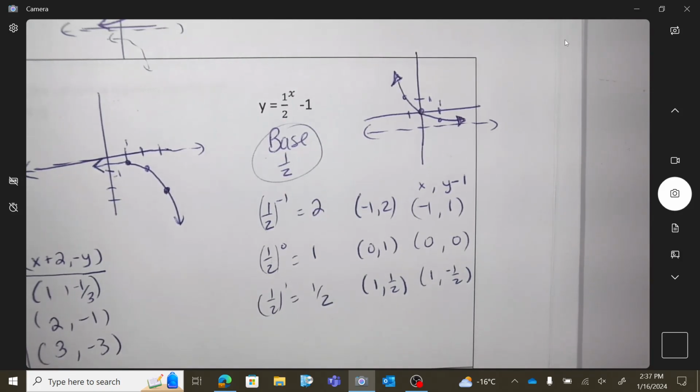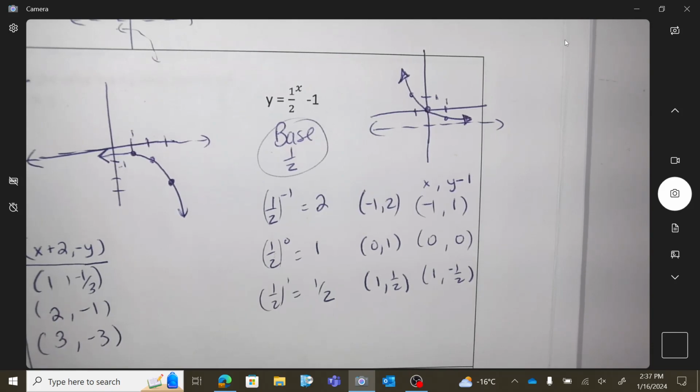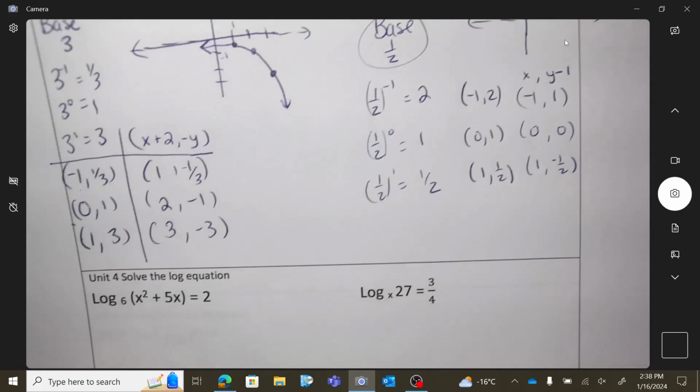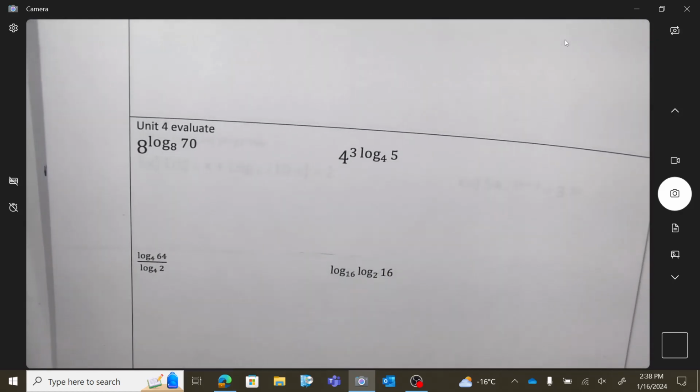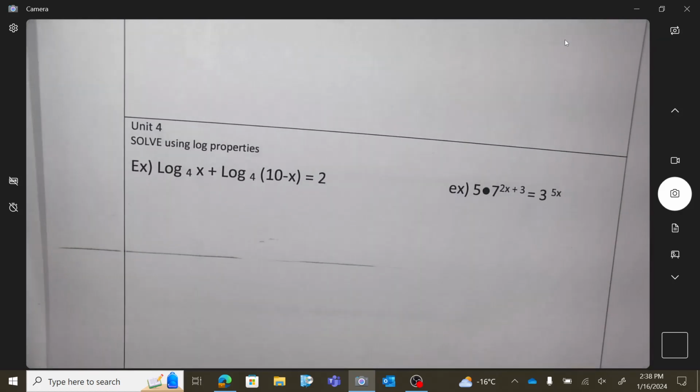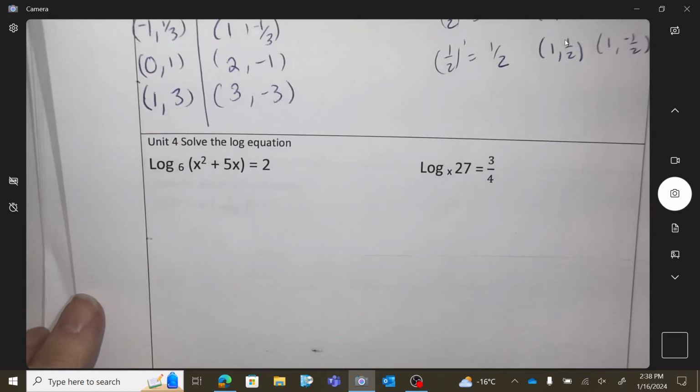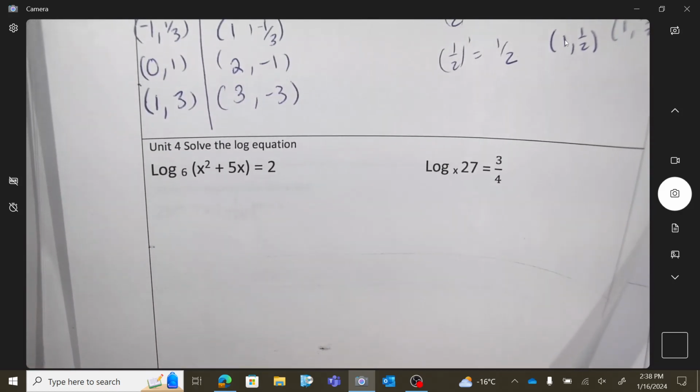I hope that they give you graphs that are already labeled. If they don't, make sure you're labeling. Okay, so that was it for the graphing part. Okay, I'm going to skip that one. We'll do a harder one later, so then we'll cover that.